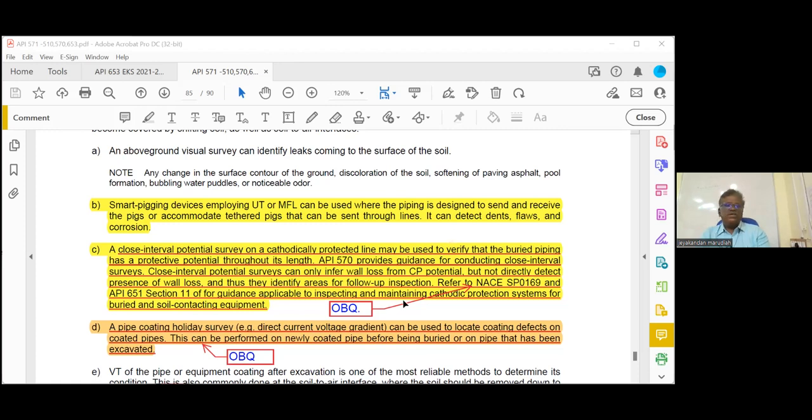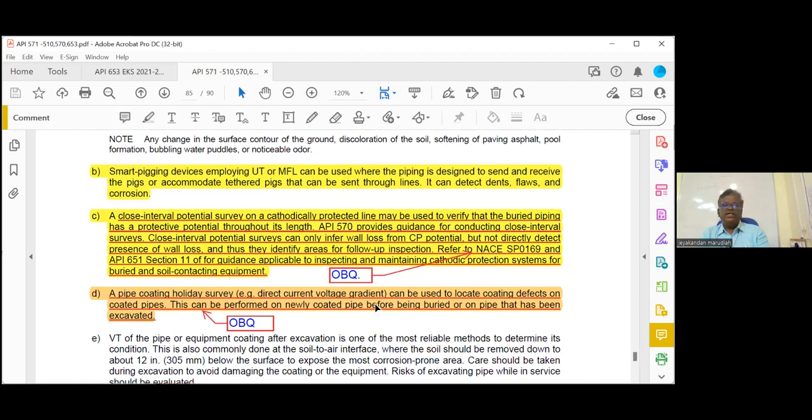Pipe coating holiday survey. Direct current voltage can be used to locate coating defects in coated pipes. This can be performed on a newly coated pipe before being buried. So there is one thing called a holiday survey. I think you know that. Holiday survey, we cannot do it from above ground. For holiday survey, you have to excavate, and only then can we do it.